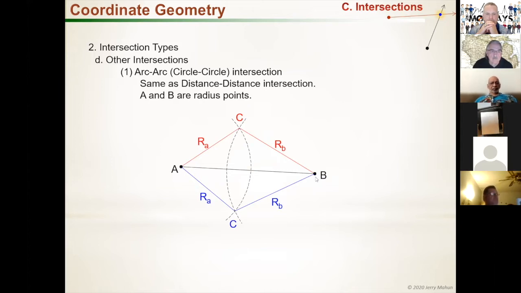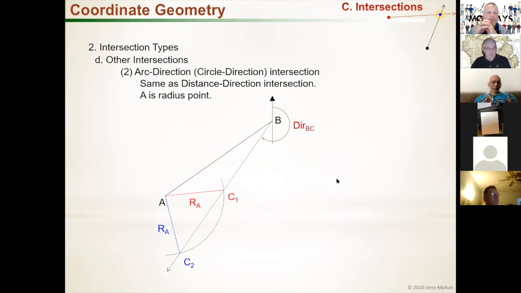So just like we had 2 solutions for a distance-distance intersection, we have 2 solutions for an arc-arc intersection, 2 radii. Same thing with a direction-arc intersection. When we're intersecting, say, a property boundary to a cul-de-sac, it'll intersect at 2 different points, because you've got the center of the cul-de-sac, the radius of the cul-de-sac, and then the lot line coming through there at a direction that can intersect at two possible locations.